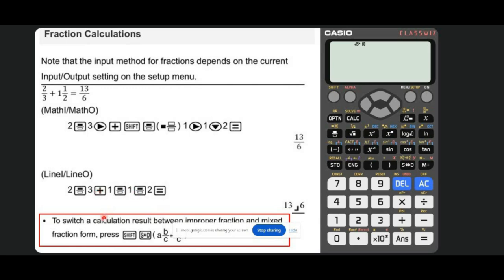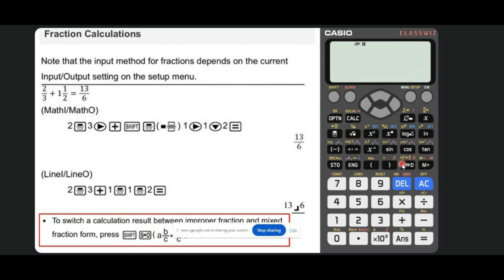Okay, so to get the improper fraction to become the mixed fraction form, like now is improper fraction 13/6, when you want to get to the mixed fraction form, you need to press shift and then press S to D symbol. Then you will get 2/1/6. Okay, then you will get your mixed fraction form.